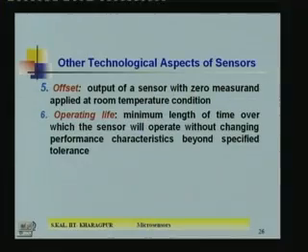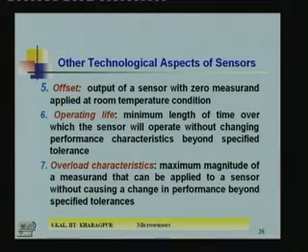Next is operating life. This is the minimum length of time over which the sensor will operate without changing performance characteristics beyond specified tolerance, because every sensor will have a certain tolerance limit. So, you have to see whether your output exceeds that tolerance limit or not. If the sensor gives you output within that tolerance limit, till then you use the sensor. If it exceeds that limit, you throw it. So, that is the operating life of the sensor.